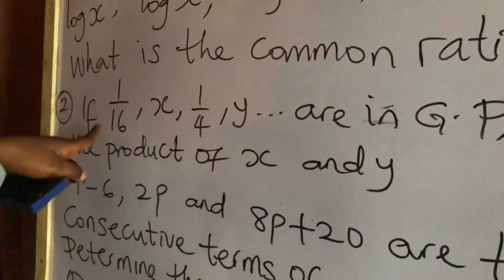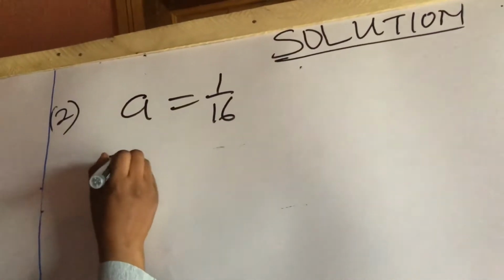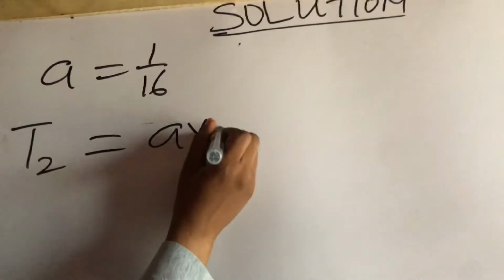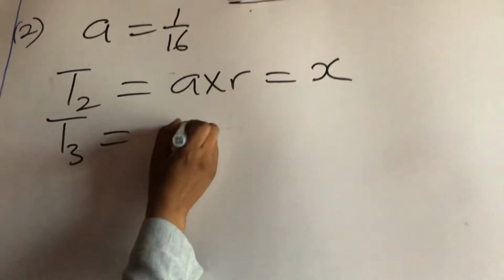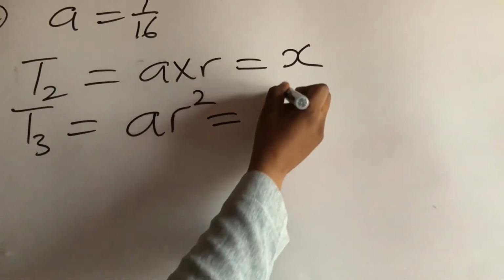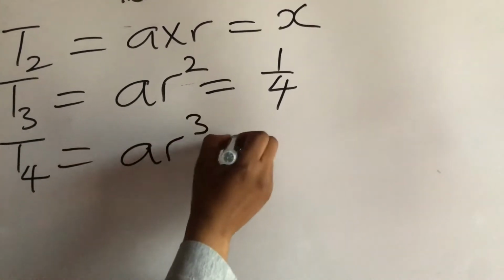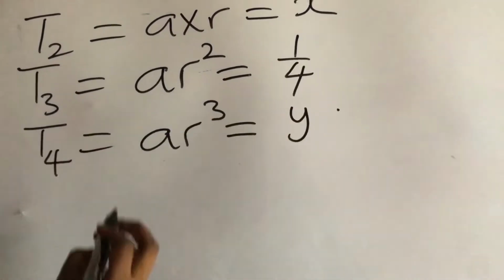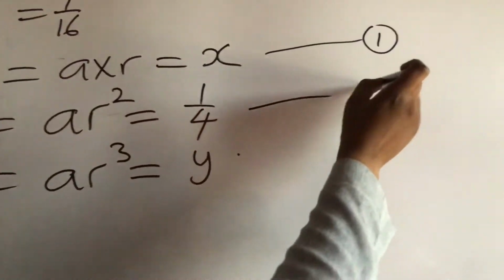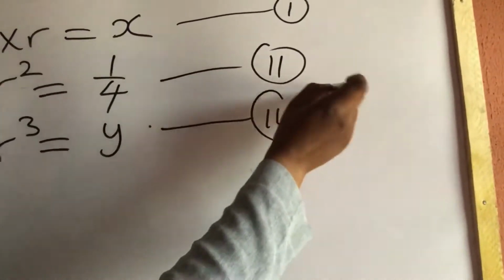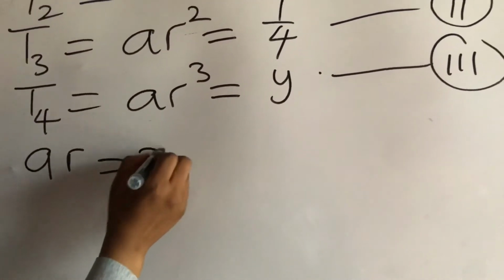For question 2, the first term is 1 over 16, you have to write it, and the second term is a multiplied by r, and it was given to be x, and the third term is ar squared, which was given to be 1 over 4, and the fourth term is ar cubed, which is equal to y. So from here we can label it if you like, so that it will ease our stress. So, from equation 1, which is ar is equal to x.